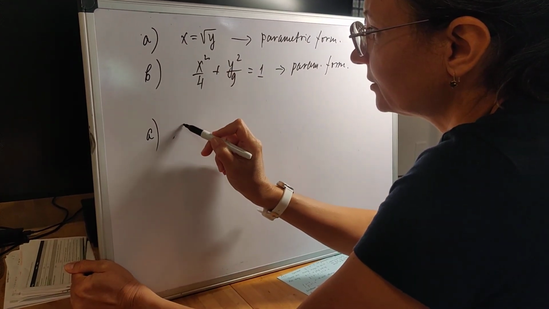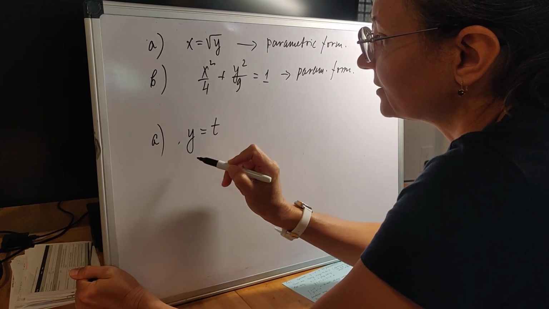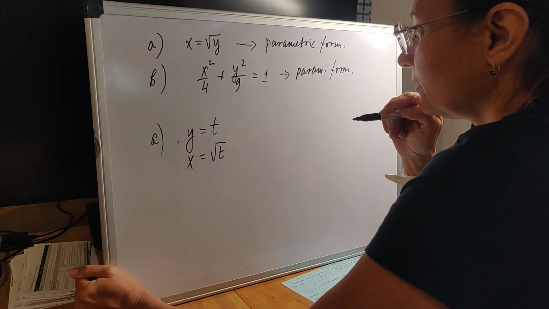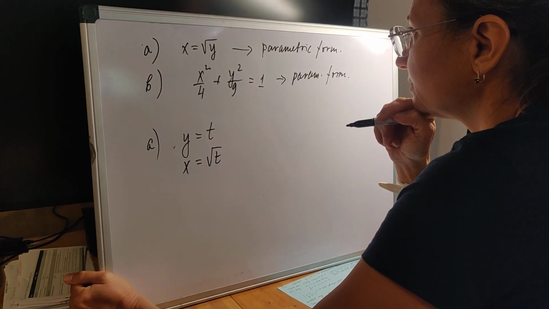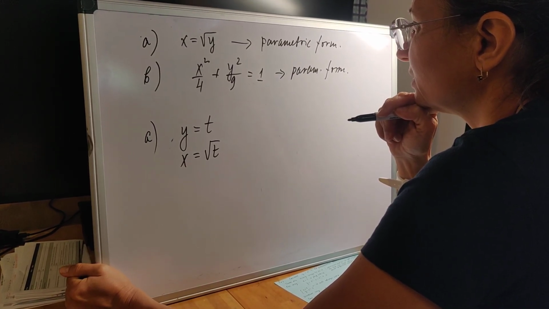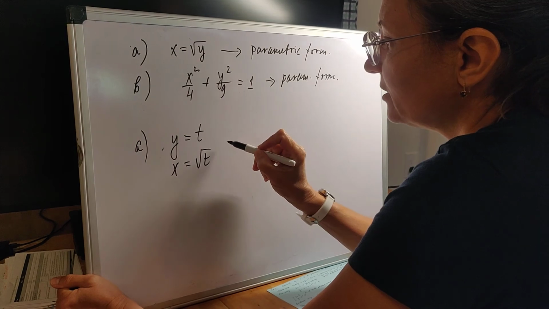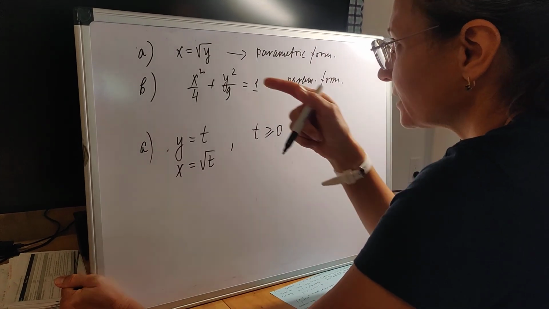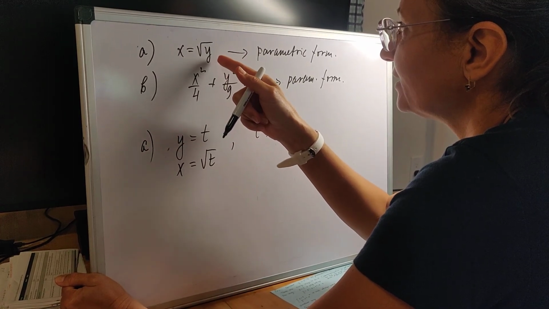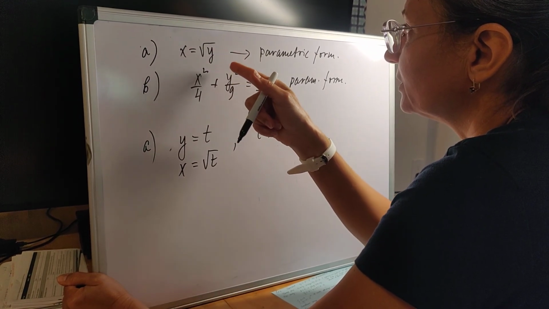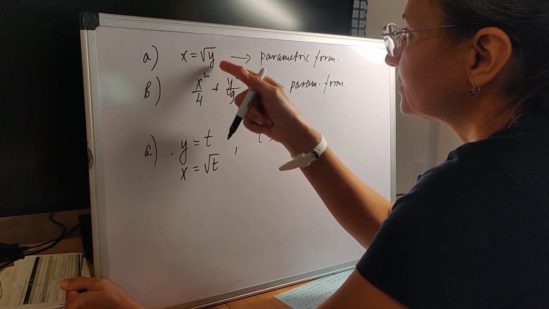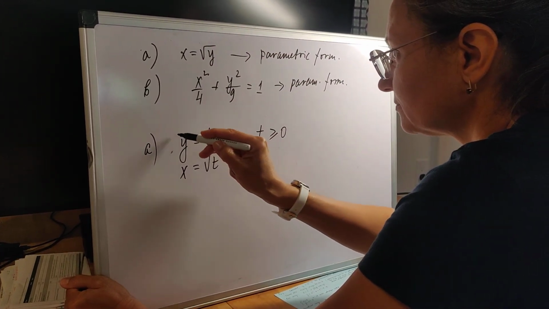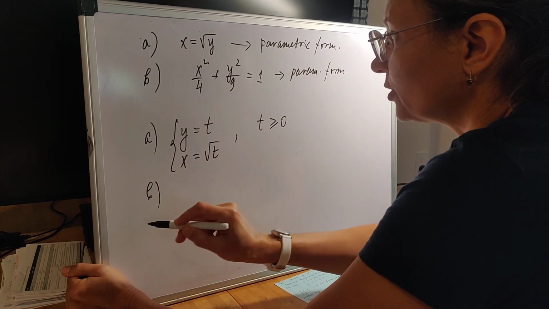Well, here I think a good idea is to set up y equals t and x equals the square root of t. Are we going to have any problems with extraction of a square root of a negative number? Not if we set up t greater or equal than 0. From this curve it's obvious that y cannot go below 0, cannot be negative. If you use negative y, you're going to extract the square root of a negative number. So that's our solution for the first problem.